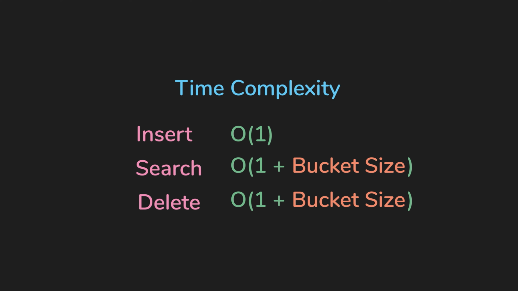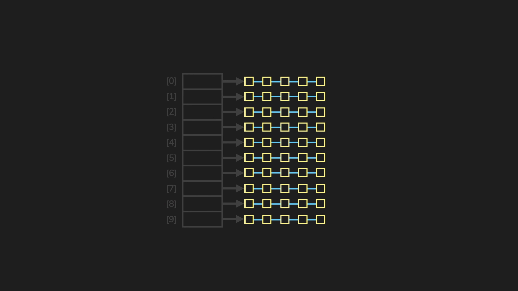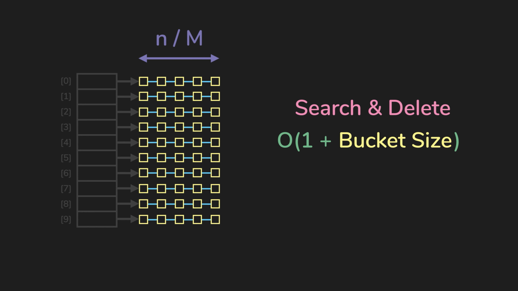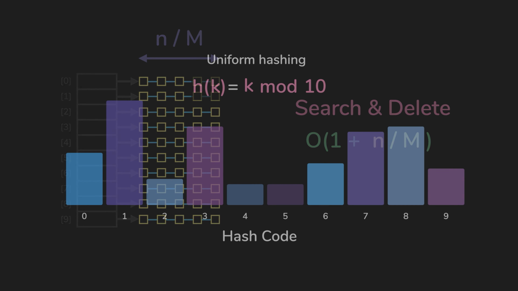So now the question is, what is the size of the bucket? If we assume that the outputs from the hash function are uniform, and we hashed n keys, and we have m slots, then we'll have n divided by m keys per bucket on average. So if we inserted 50 keys in our hash table that has an underlying array of 10 slots, then each linked list on average should have 5 keys in them. So that means delete and search on average has a time complexity of O(1 + n/m). Two things to think about here.